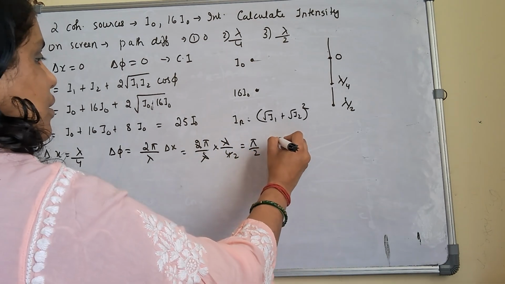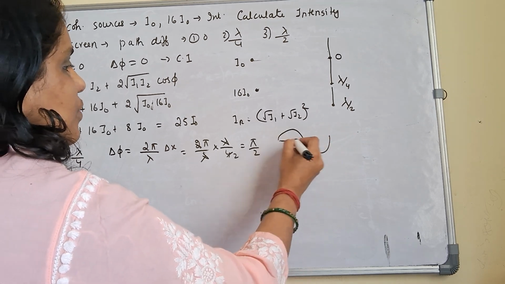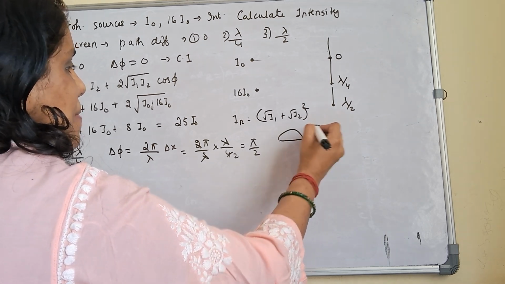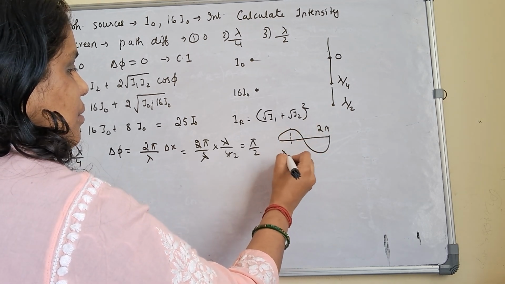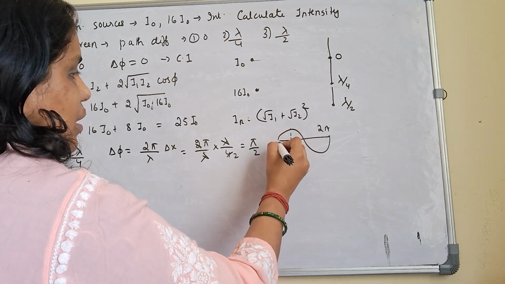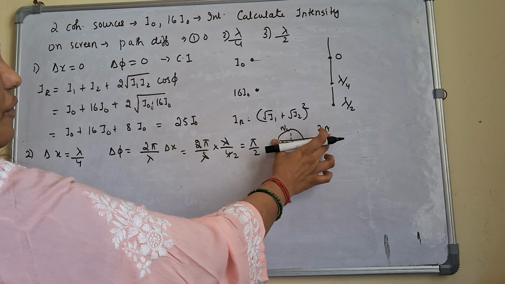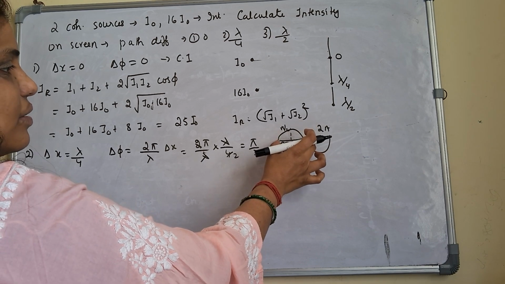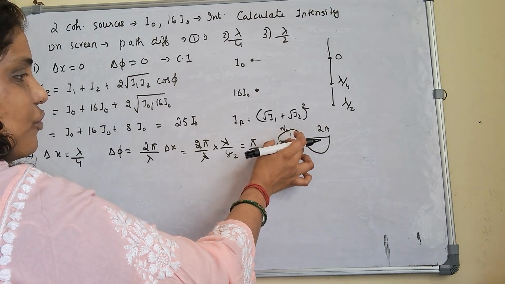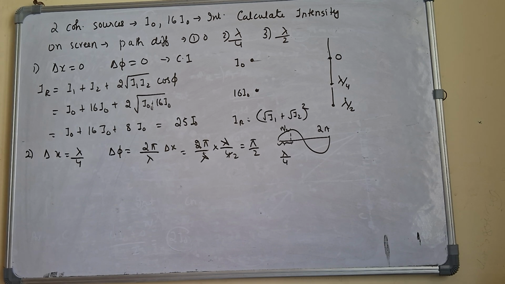Or in other words, look at that, this is lambda, this is 2 pi. Lambda by 4 is nothing but pi by 2. This way also you can understand. One wavelength is 2 pi, half wavelength is pi, and this is a quarter wavelength, so it is pi by 2. Alright, so I think this is fine. This way also you can do.